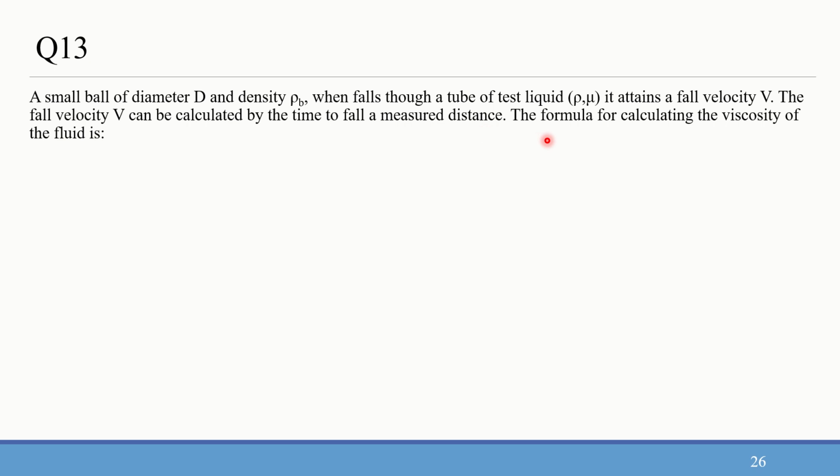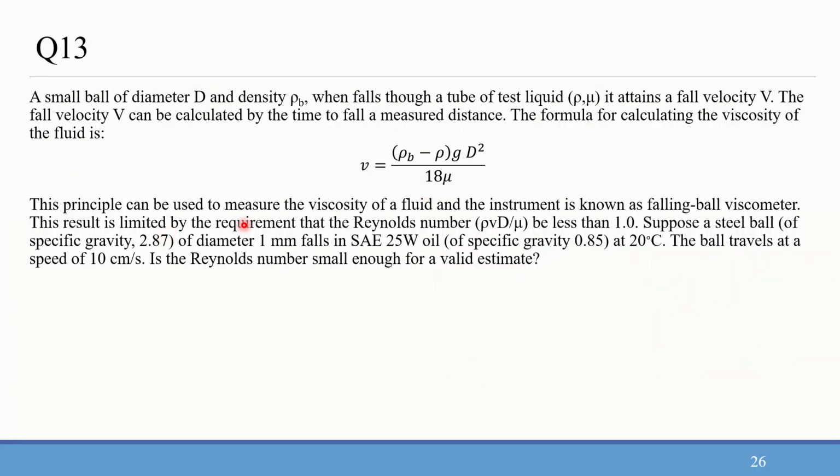The formula for calculating the viscosity of the fluid is given by v is equal to (rho b minus rho) into g into d square by 18 mu. This principle can be used to measure the viscosity of a fluid, and the instrument is known as a falling ball viscometer. This result is limited by the requirement that the Reynolds number be less than 1.